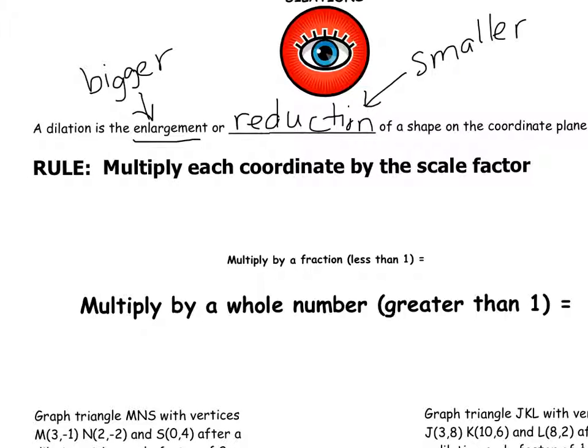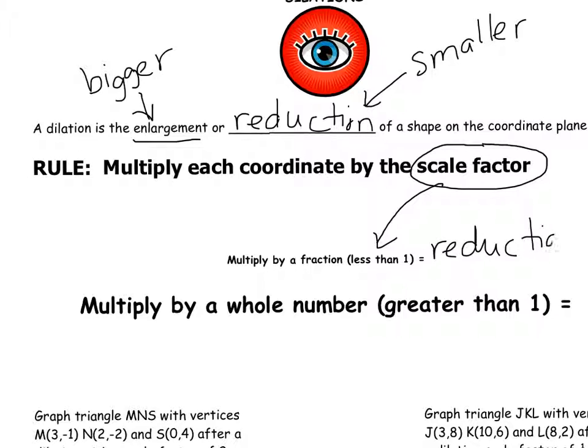The other unique thing about dilations is that all dilations are going to be proportional to the original. Because they're proportional, we are using a scale factor to determine how much larger or smaller we're going to be getting. So if your scale factor is less than 1, or in other words, a fraction, that means we are performing a reduction. It's going to get smaller. And if your scale factor is a whole number or greater than 1, then you're going to be performing an enlargement.